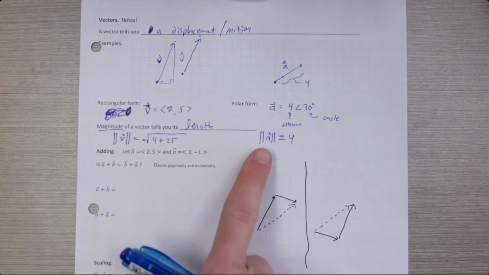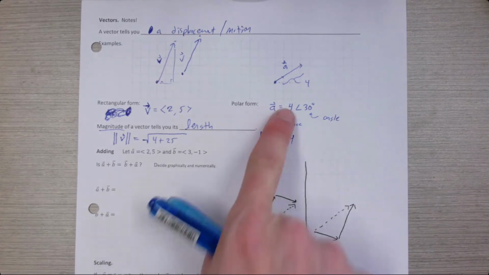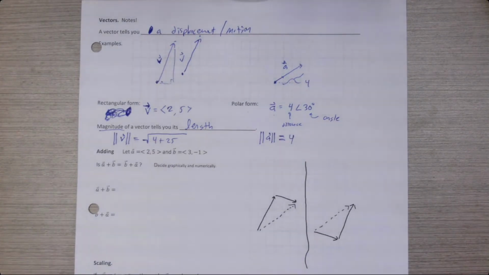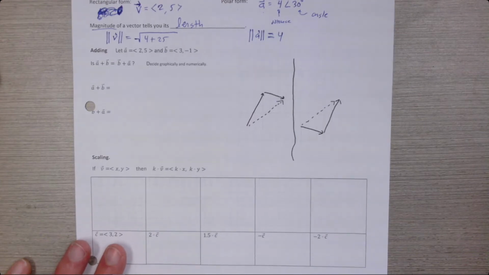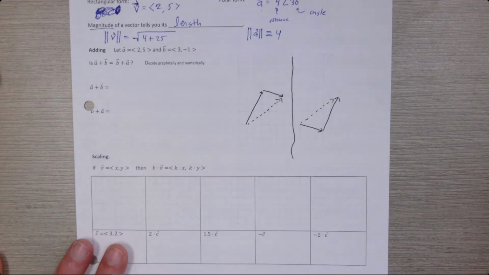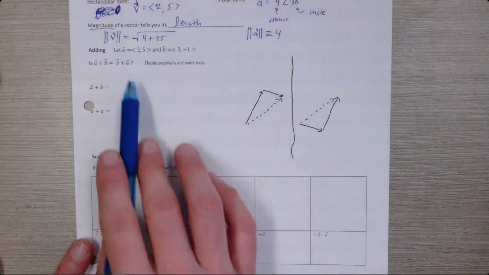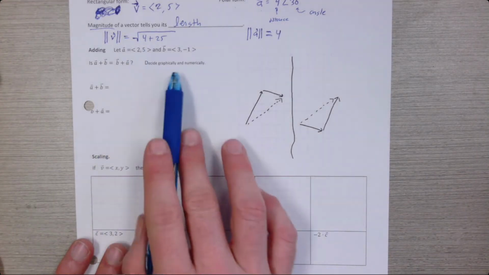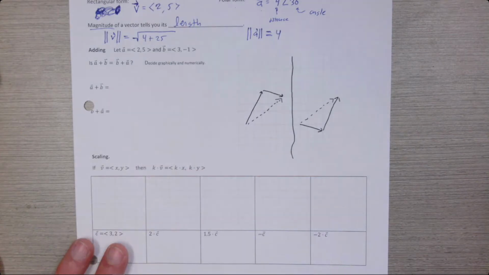So always think about what it means, and then either the information is given to you or you can solve for it. Okay, let's talk about adding vectors. This fact I'm about to tell you is one of the main reasons vectors are so powerful. So let's say I've got a vector <2, 5> and another vector <3, -1>. You can look at this picture and decide which is which.